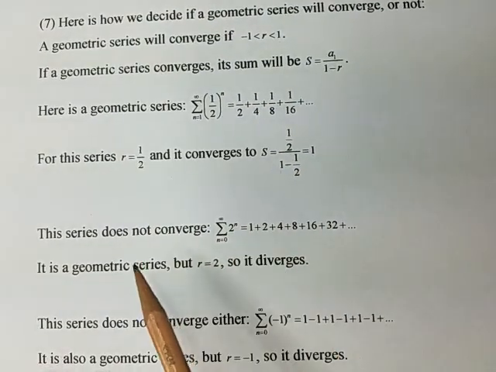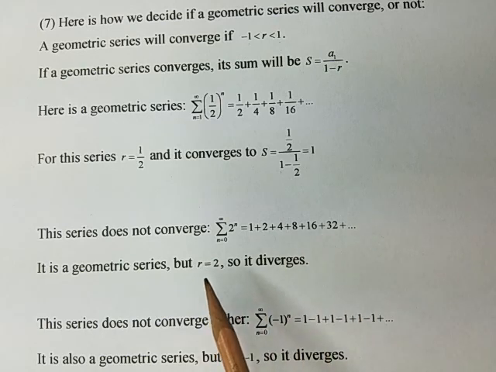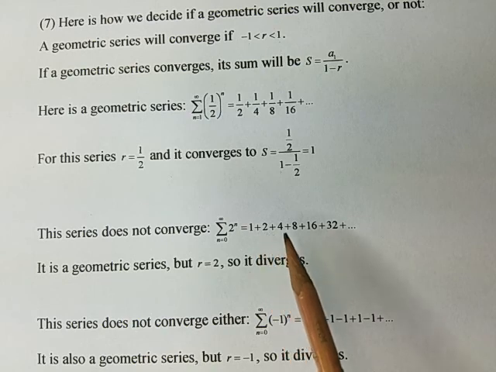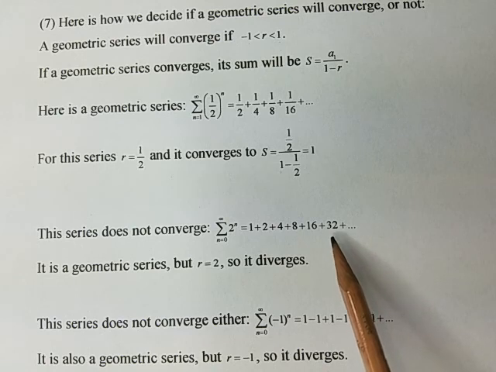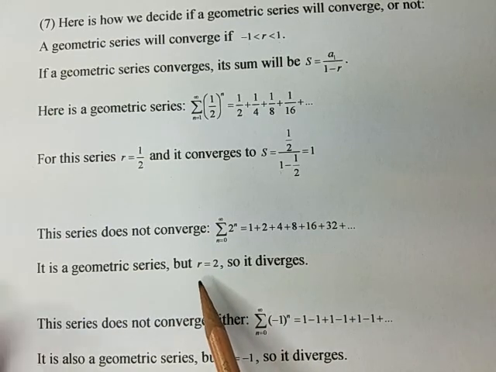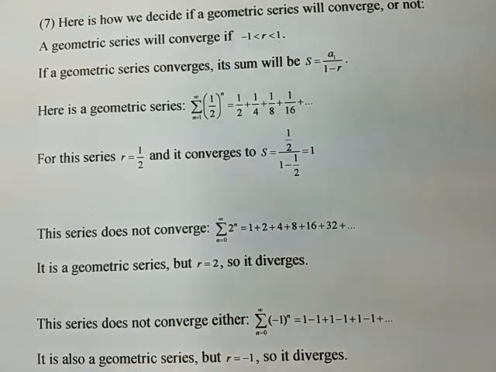What about this one? This is a geometric series, but r is 2, so it diverges. What if you looked at the partial sums? Doesn't it look like the more terms you add, the bigger your answer is going to be, onto infinity? This series definitely diverges. But it's a geometric series, so r is 2 is definitive that it diverges for that reason.